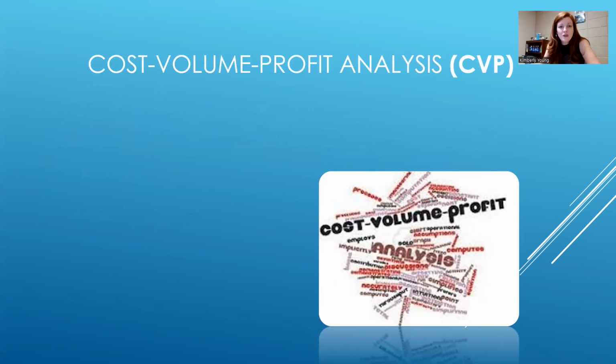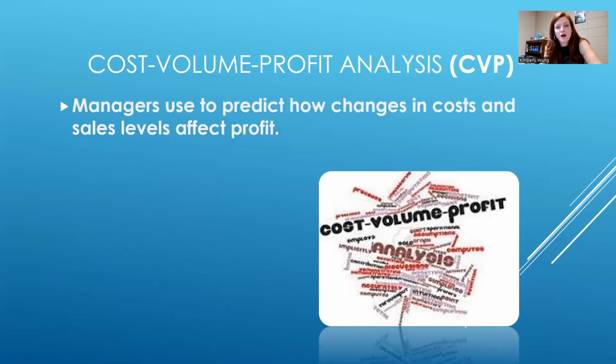So the first thing we're going to talk about is the CVP, or the cost volume profit analysis. This is exactly what it sounds like. We're looking at the cost based on the volume of the product that we're producing and how much profit we can make off of that. So managers will use this to predict how changes in cost and sales levels will affect their profit.